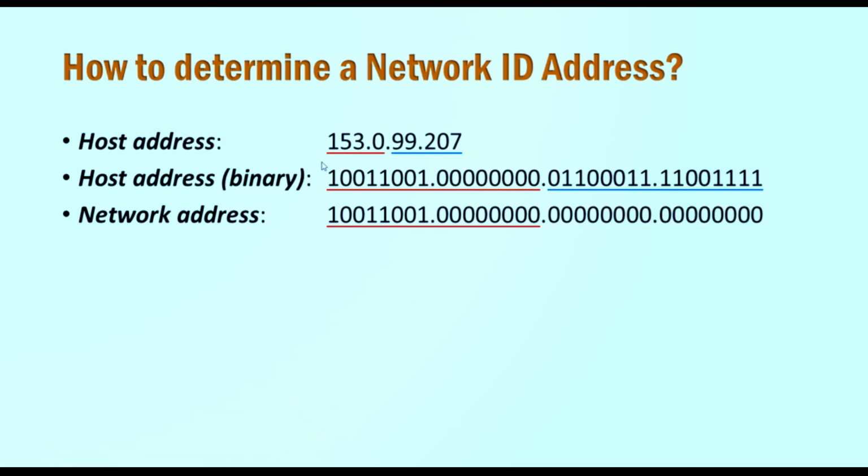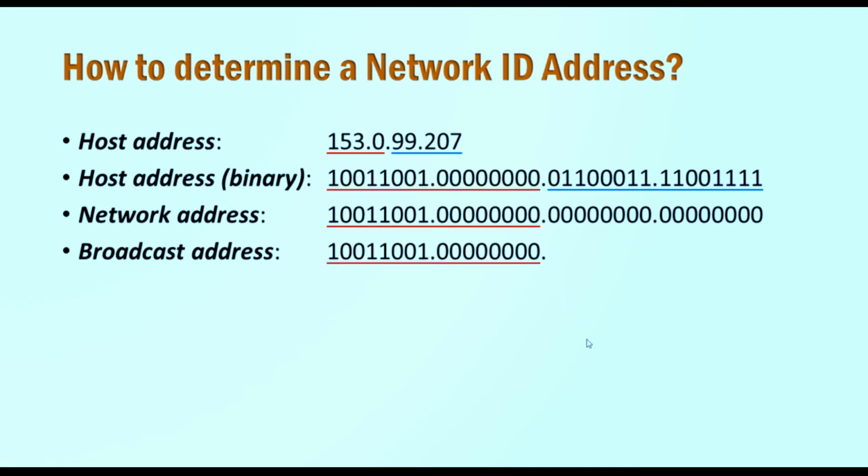It's actually going to be 153.0.0.0. How do we determine the broadcast address? We're going to copy the network portion, and we're going to use ones instead of zeros in our host portion.